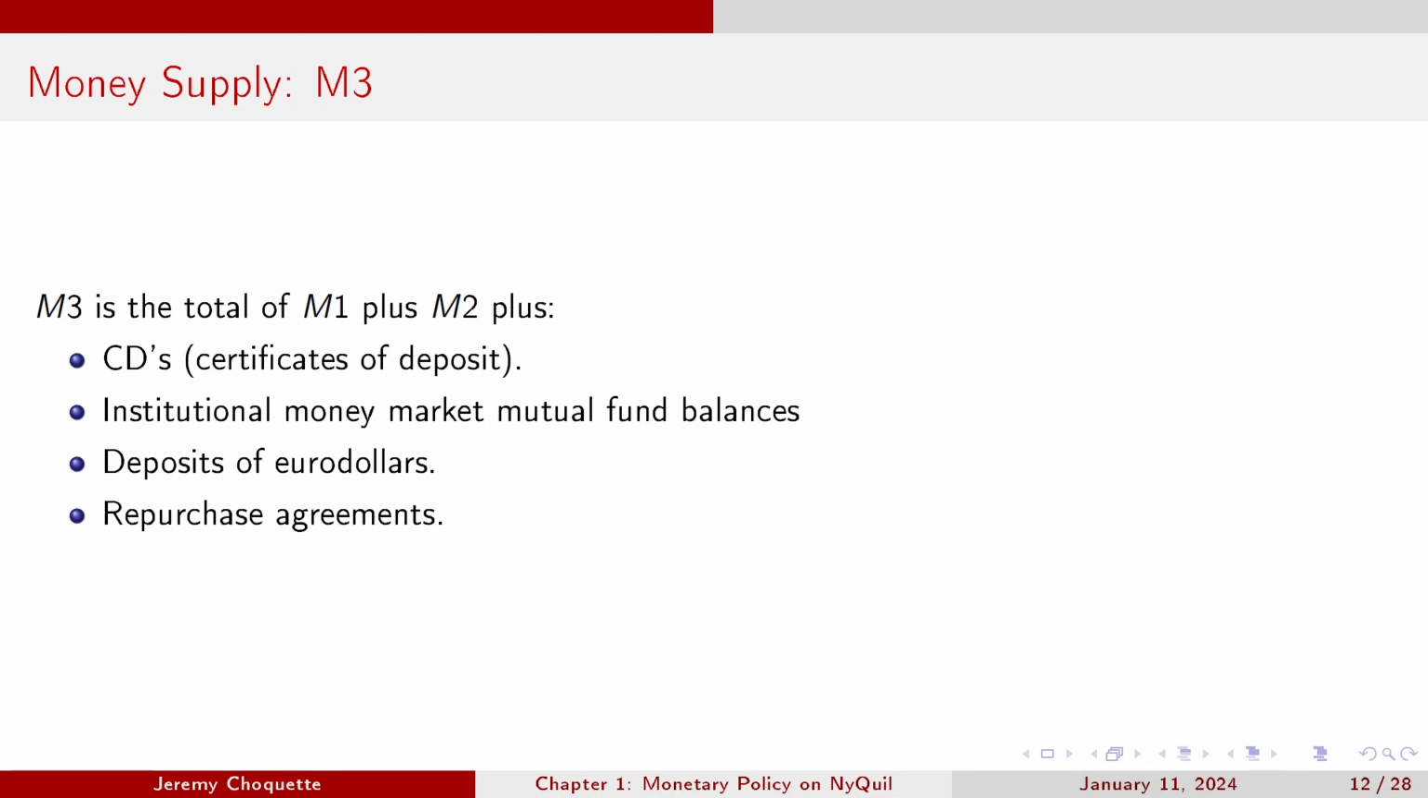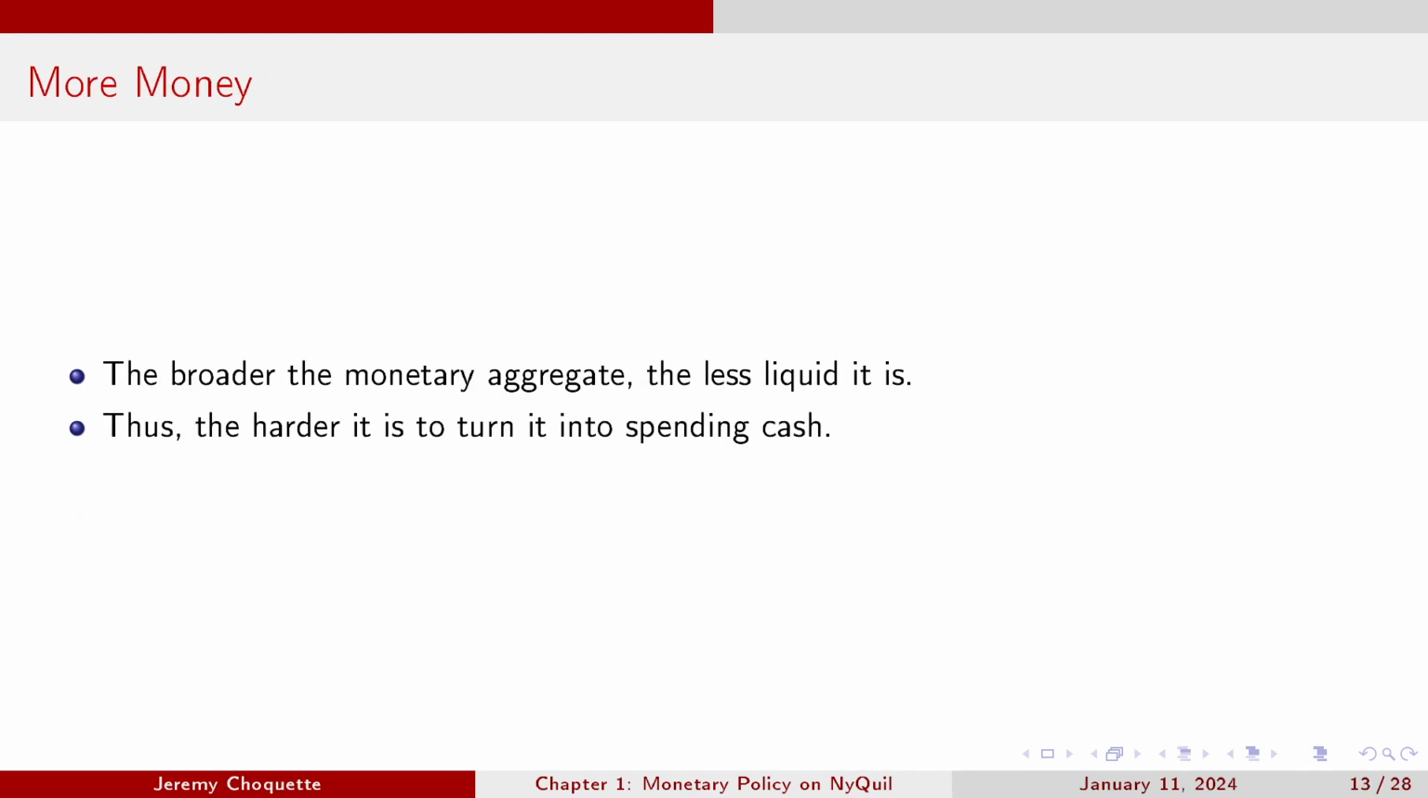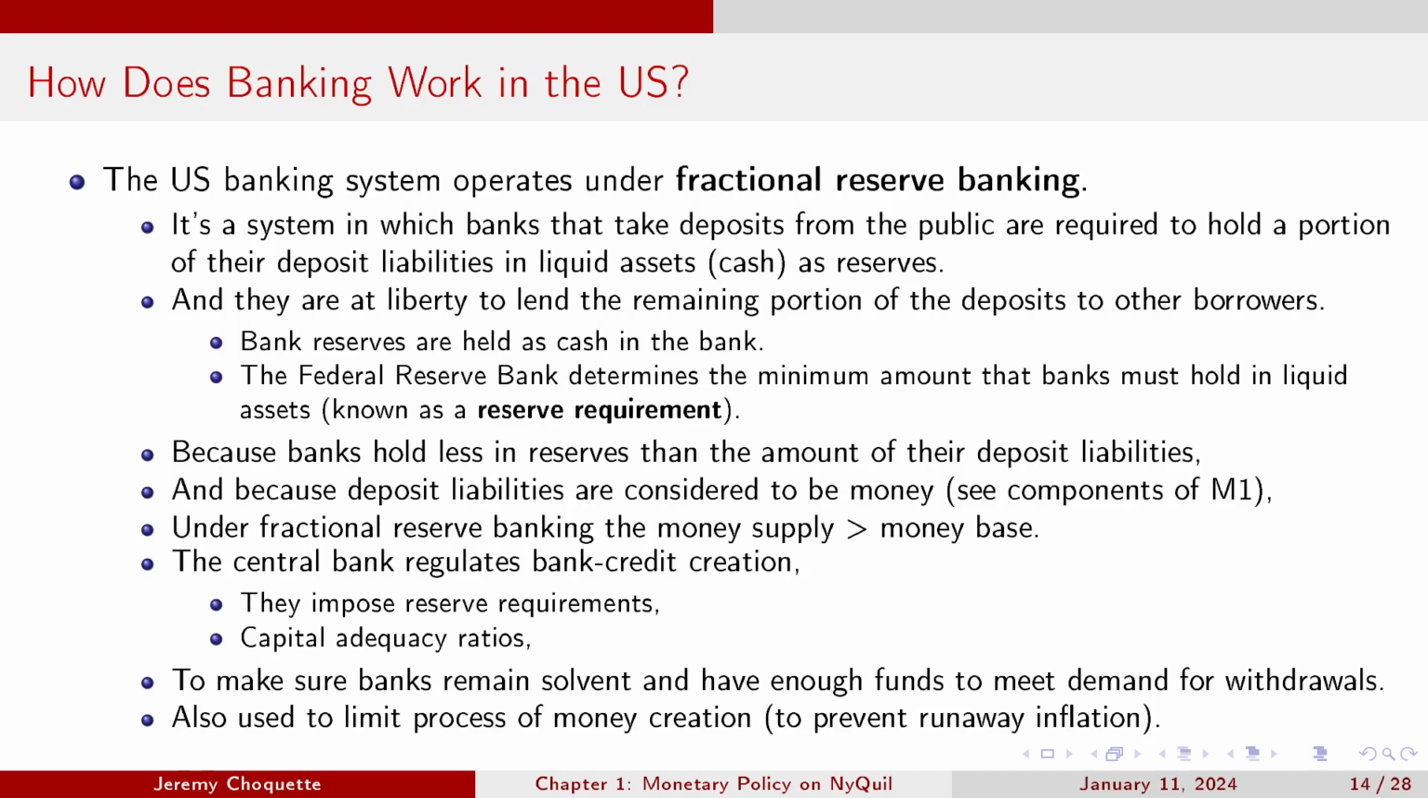So moving on from M2 over to M3, it's everything in M2 plus certificates of deposit, institutional money market mutual fund balances, deposits of Eurodollars, and repurchase agreements. Thus, it's a broader monetary aggregate. But if you're noticing, the broader the monetary aggregate is, the less liquid it becomes, meaning it's harder to turn into spending cash, just nice green folding money. You don't really have that as you go further and further out. I mean, you have it, but it's not all just that. It's harder to turn into folding money the broader the monetary aggregate gets.